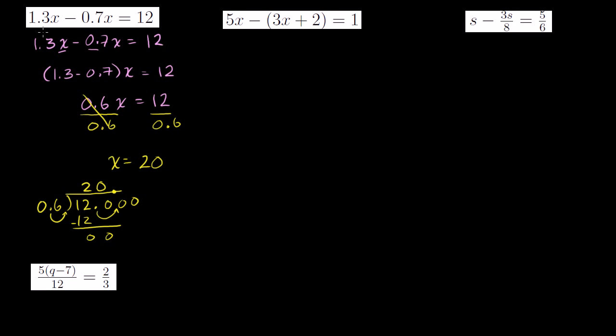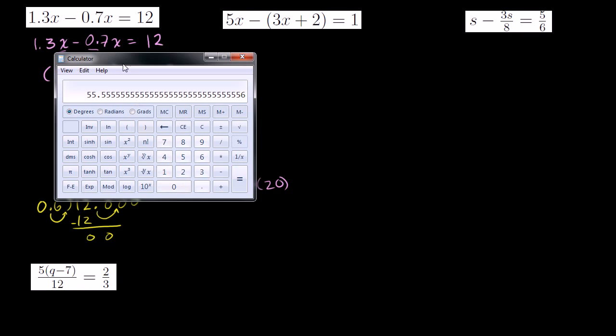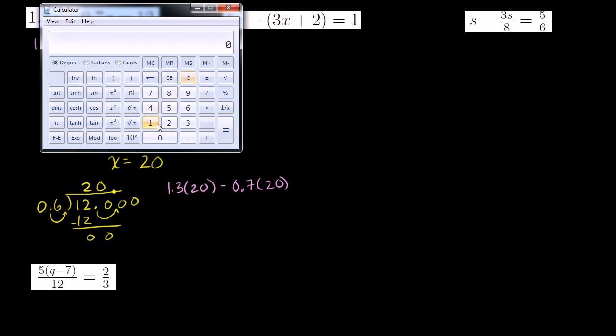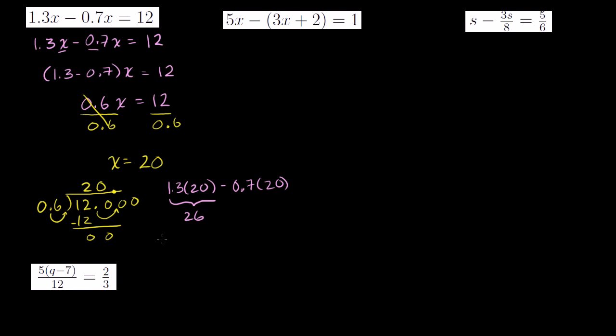And we can verify this. Let's substitute back. 1.3 times 20 minus 0.7 times 20. Let's verify that that is equal to 12. So I'll take the calculator out just so you don't have to trust my math. 1.3 times 20 is equal to 26. So that piece right there is 26. And then 0.7 times 20, I don't need a calculator for that. That is 14. 26 minus 14 is 12. So it checks out. We got the right answer for this equation. x is equal to 20.